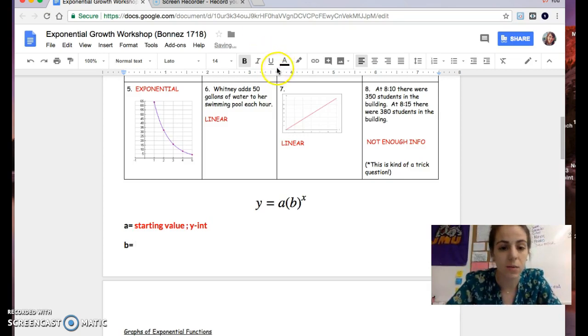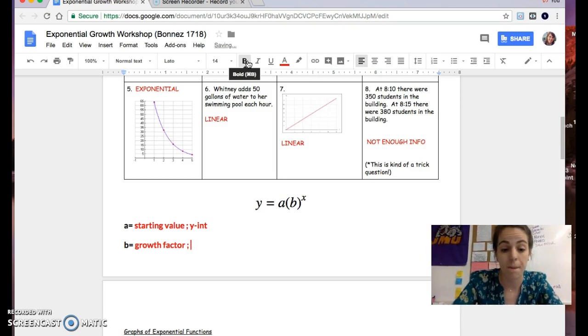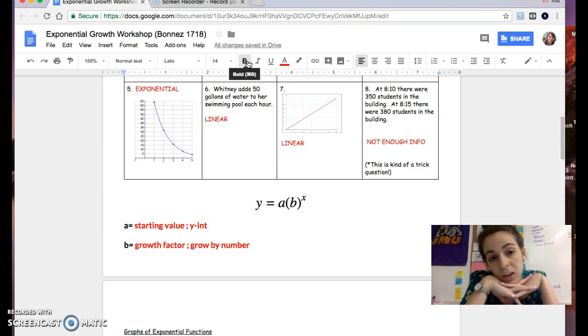B is going to be your growth factor. Don't call it your slope, because you're not going at a constant rate, and slope is only when you're talking about linear functions. So you can call it a growth factor. I like to call it a grow by number, because it tells me how my function is growing or how it is decaying.